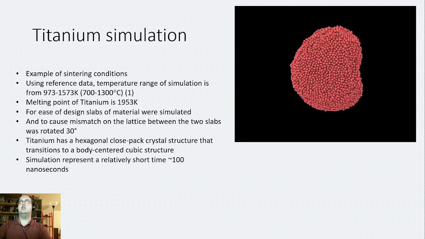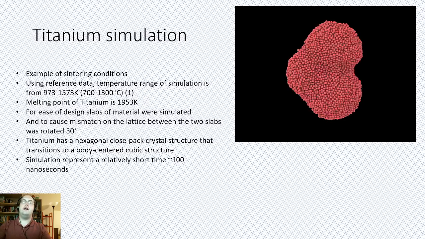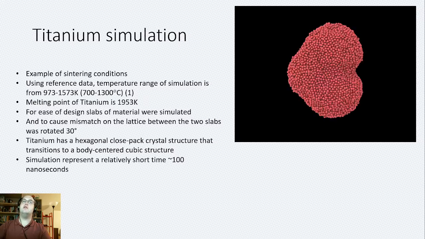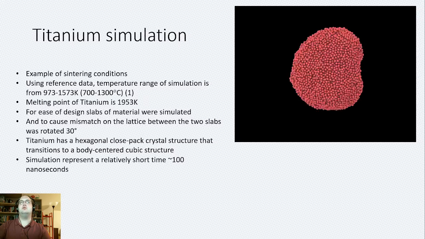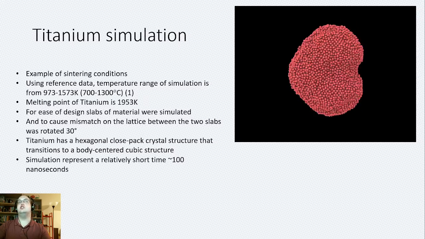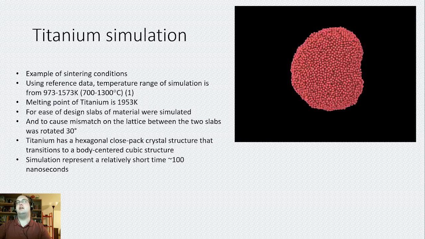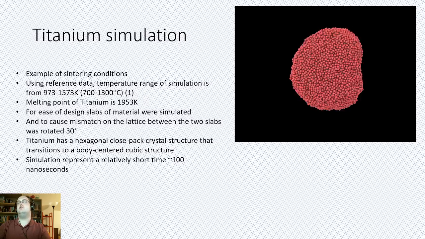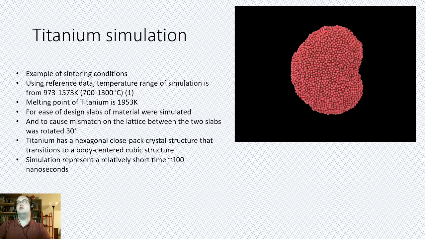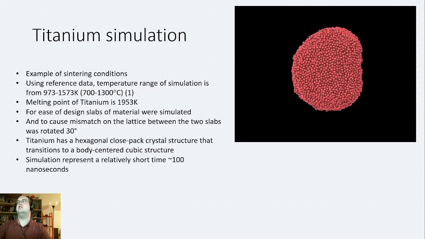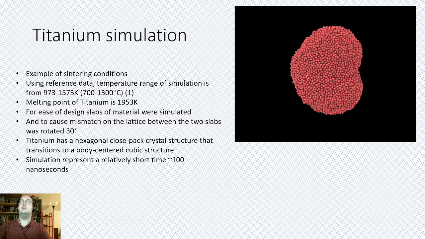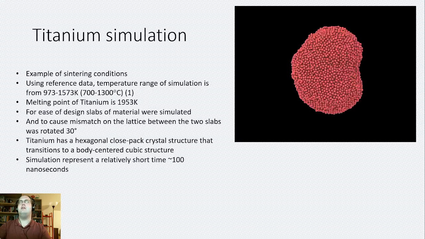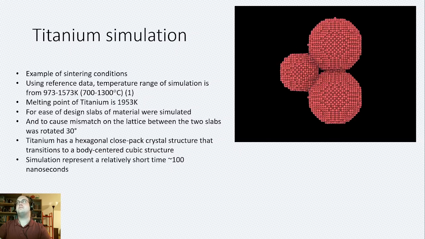For my simulation, and I'll show you here in a couple of slides, we use slabs of materials to make the calculations easier. Then to generate a grain boundary, we twisted those two slabs 30 degrees to each other so that there was a mismatch between the crystal structures. Some information for later: titanium has a hexagonal close packed structure that shifts to a body-centered cubic structure at around 1200 Kelvin. Molecular dynamics simulations typically represent very short time frames and very small scales. This video is roughly 100 nanoseconds and maybe 30 nanometers across.